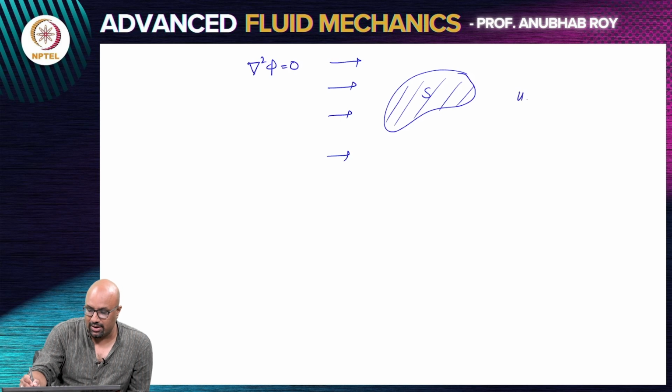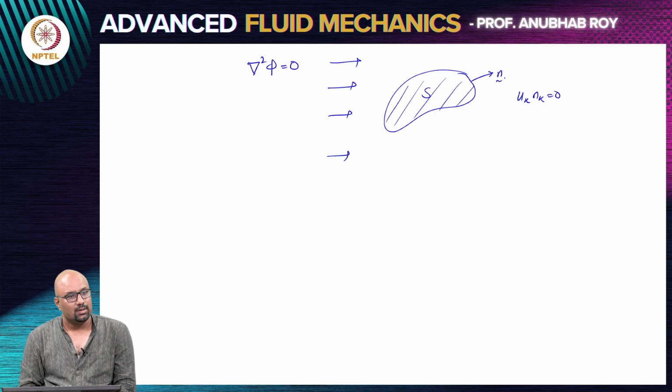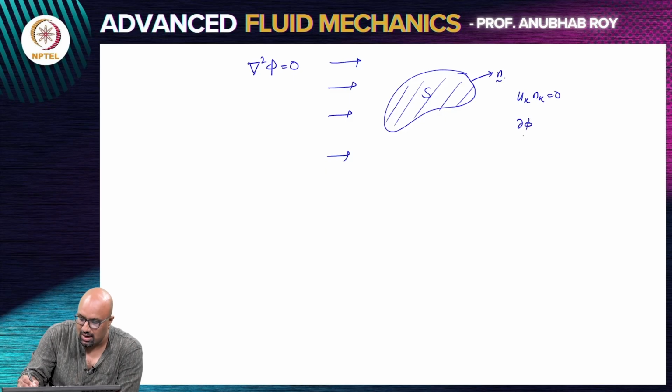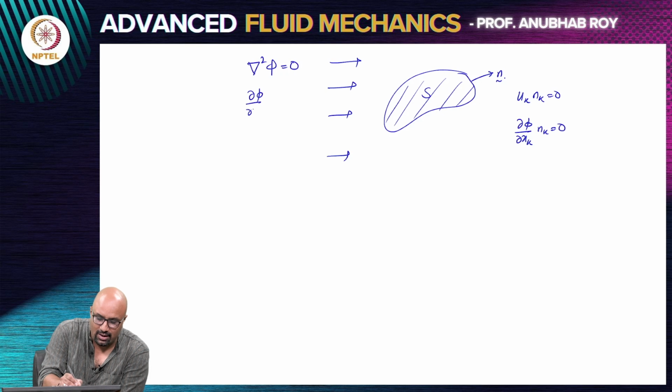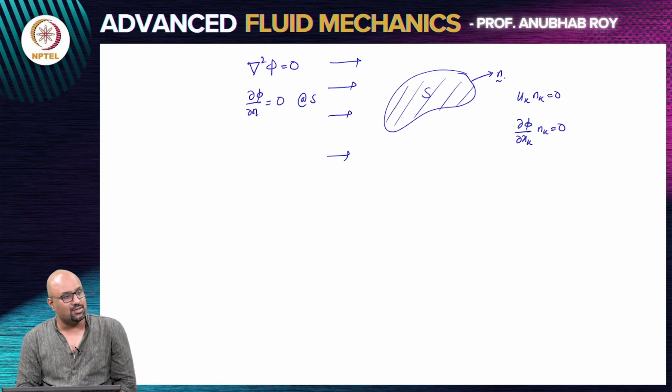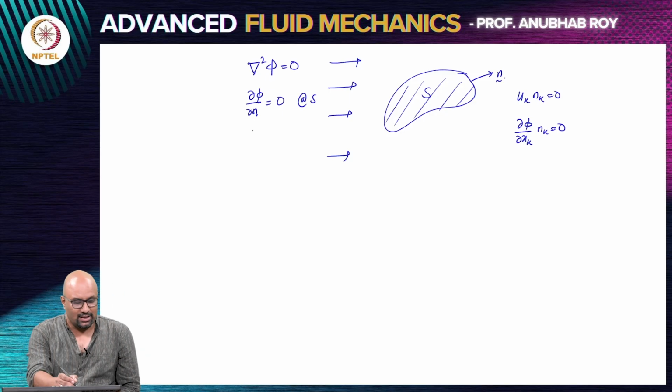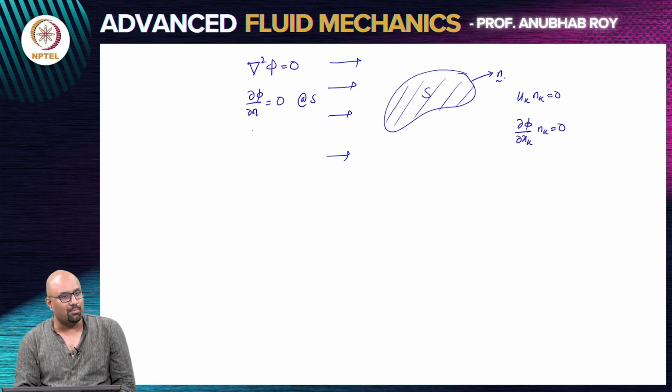So, the no penetration boundary condition is u_k n_k is equal to 0, n is the unit normal at any particular point. The normal velocity at any point is equal to 0. So, written in terms of velocity potential, this is ∂φ/∂x_k n_k is equal to 0. At any point on the surface, you can find the gradient of the velocity potential, its normal component should be 0, or in a simpler manner, you can say the boundary condition is ∂φ/∂n is equal to 0 on a stationary solid surface. If the surface was moving, then ∂φ/∂n should be equal to whatever is the normal component of the surface velocity.